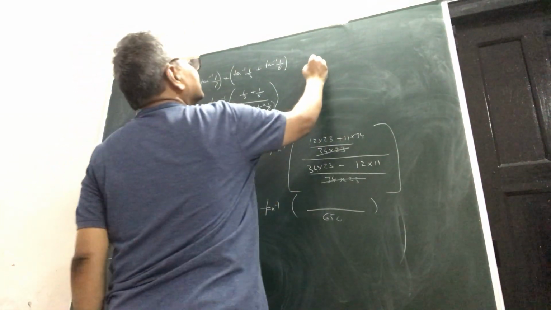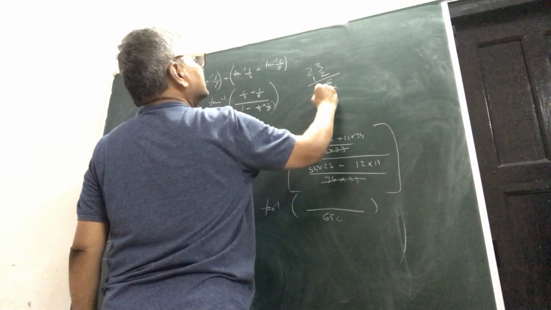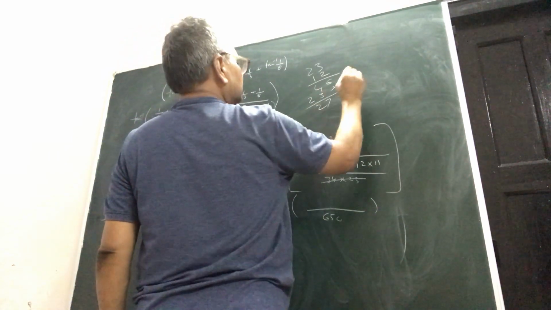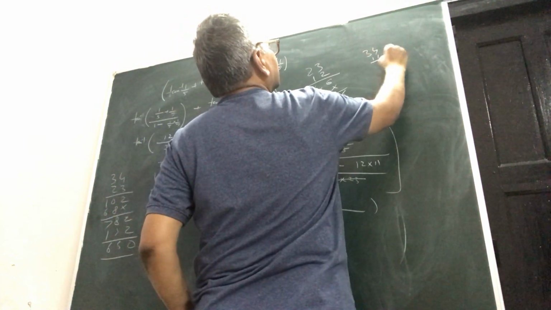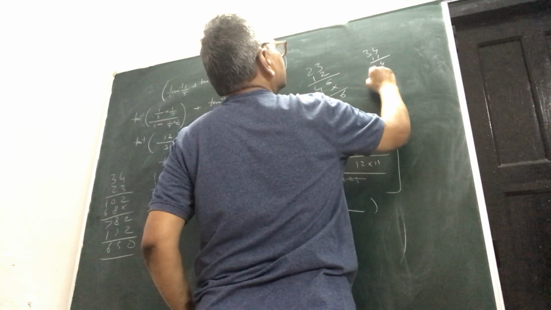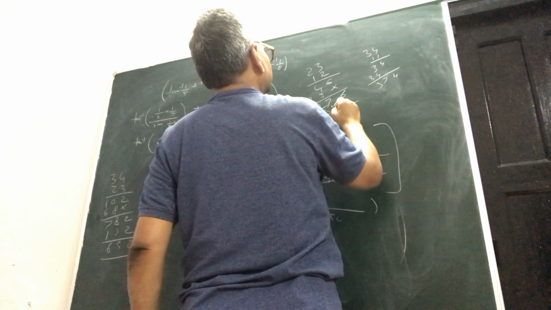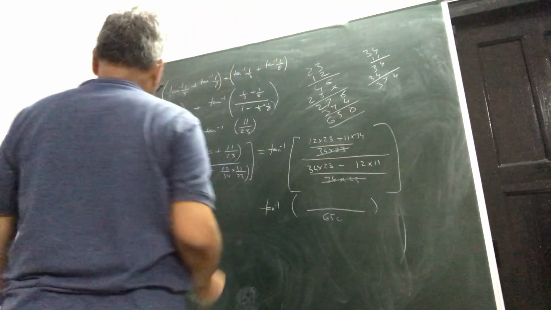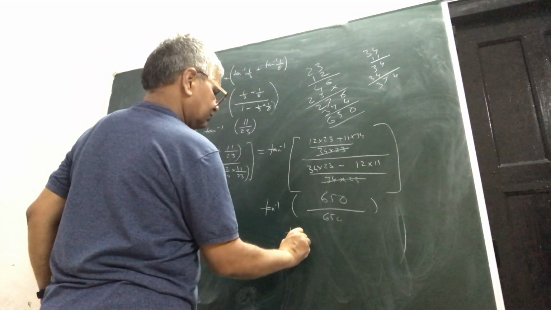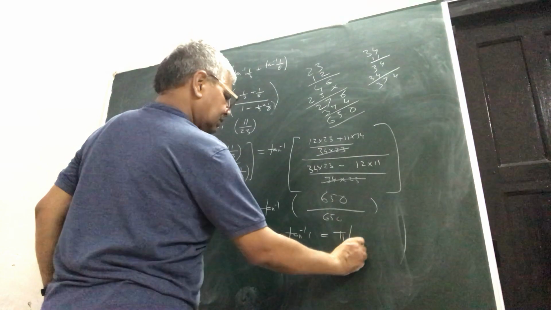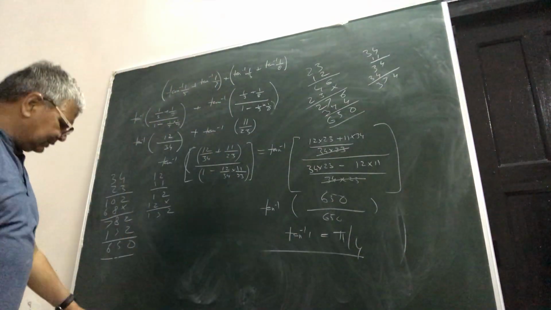Let me see, 12 into 23 is what? 23 into 12. 3, 2, 6, 2, 2, 4. 1, 3, 1, 2, 6, 4, 3, 7, 2, 276 plus 11 into 34. 34 into 11 is 374. Let me add it. 650 you are getting both ways. So 650 upon 650 you are getting. So it is tan inverse 1, and this is nothing but pi by 4. So you can do it. See, simple.